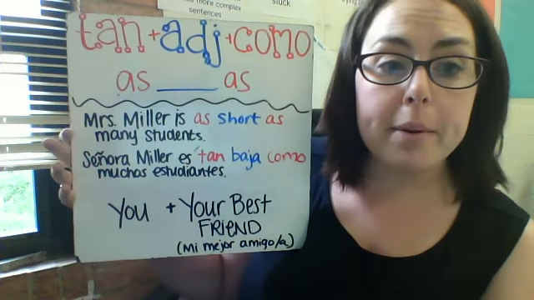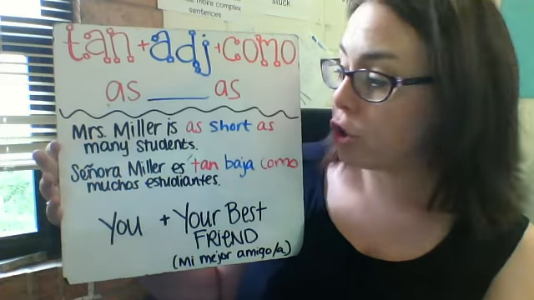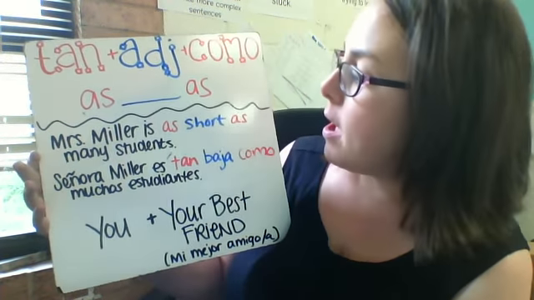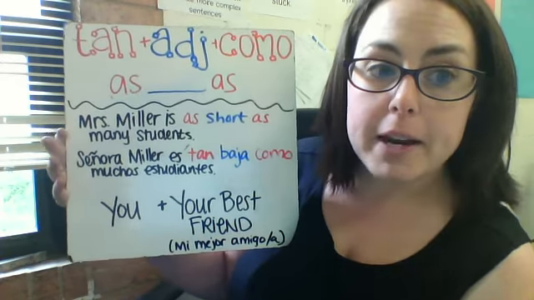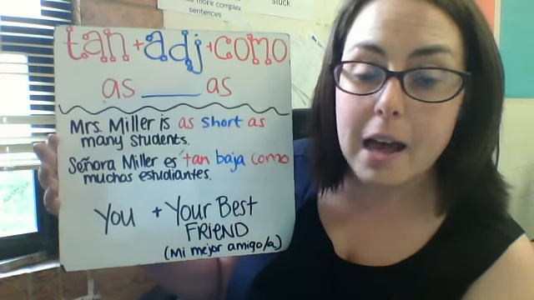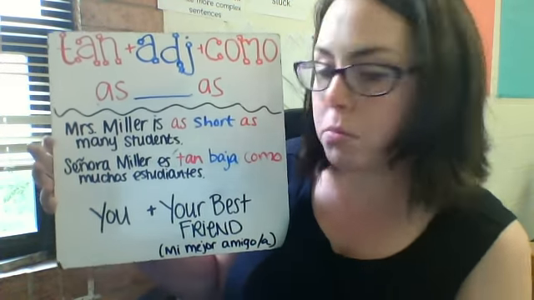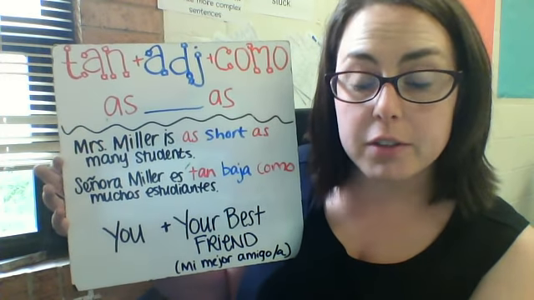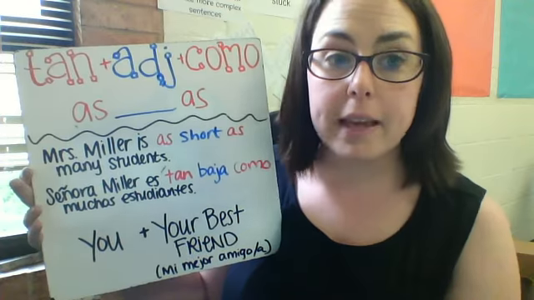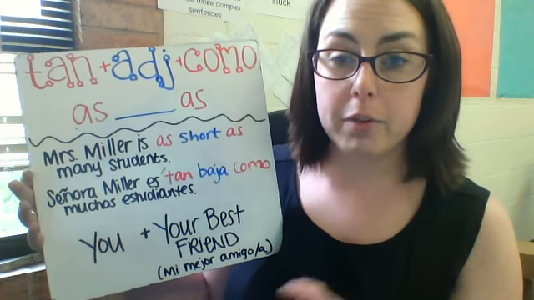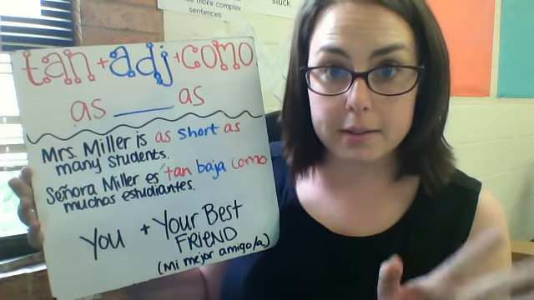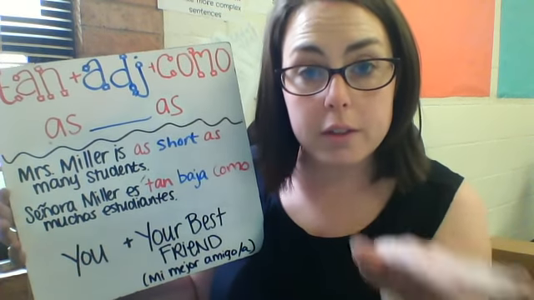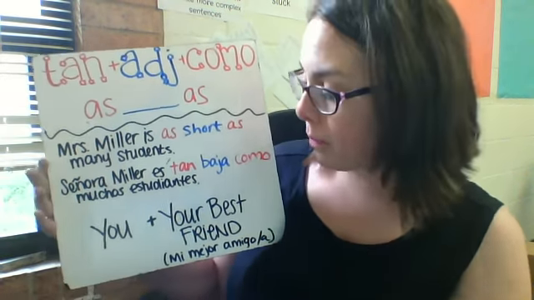So for example, I might say Mrs. Miller is as short as many students, which is a very true fact. And if I was going to say that in Spanish, I would say, Señora Miller es tan baja como muchos estudiantes. Please note that this comparative uses como as the second word and not que. Okay, we've got the first two that use más que and menos que, but when we're saying that something is equal, then we are going to use como.